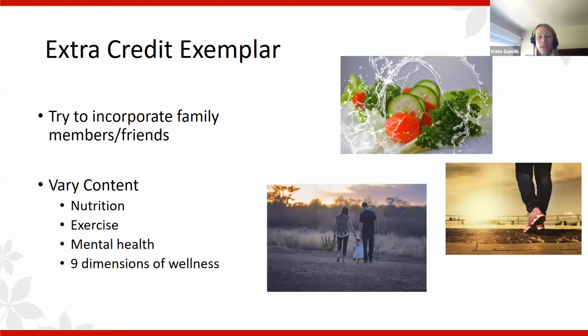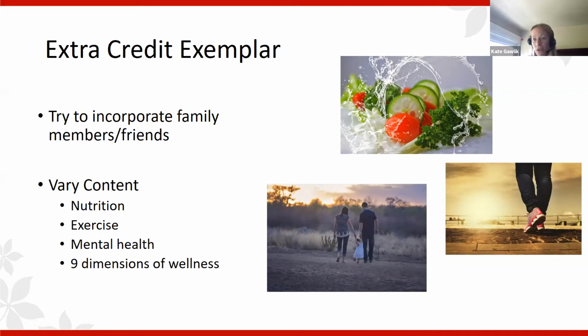And the content for the weekly wellness activities, we try to vary it. So it can be try a healthy new recipe this week. It can be some kind of dance video, or like I said, it was National Walking Week in April, and so that week they had to take a walk with a loved one. There's various dance videos we'll put on and things like that.